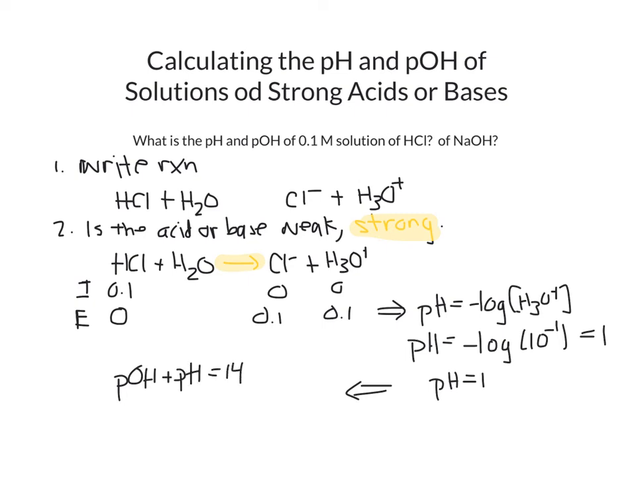To get my pOH, I just simply need to remember that pOH plus pH is equal to 14. And so my pOH plus my pH, which is equal to 1, has to equal 14. And so if I subtract 1 from both sides, I can see that my pOH is equal to 13. And so a 0.1 molar solution of hydrochloric acid, HCl, will have a pH of 1 and a pOH of 13.